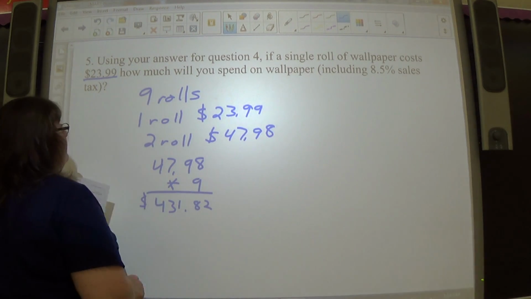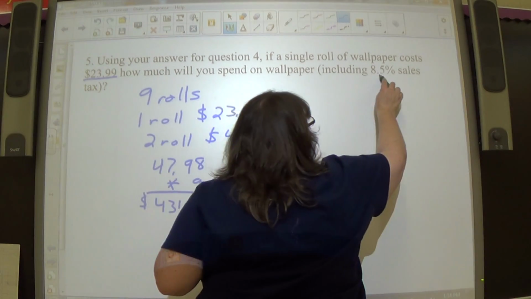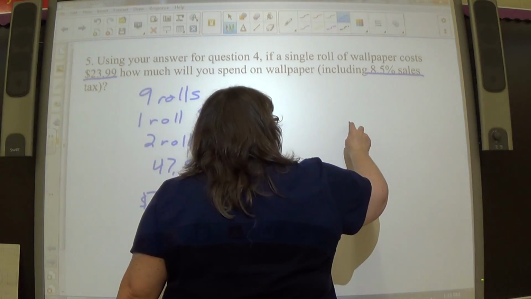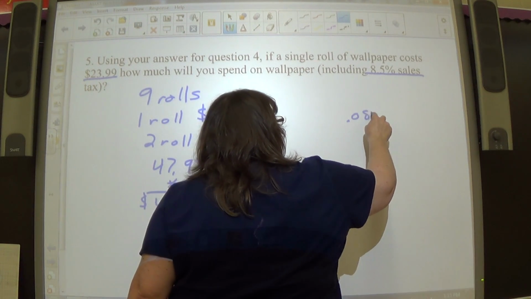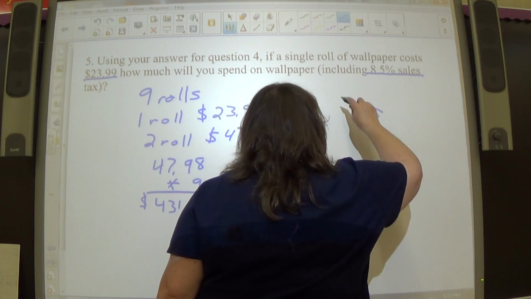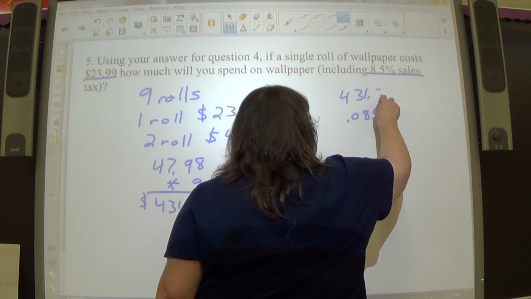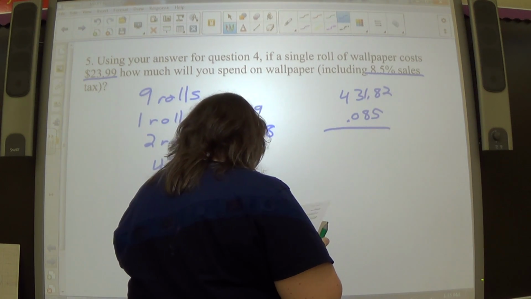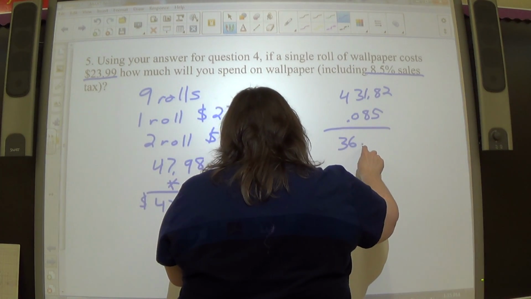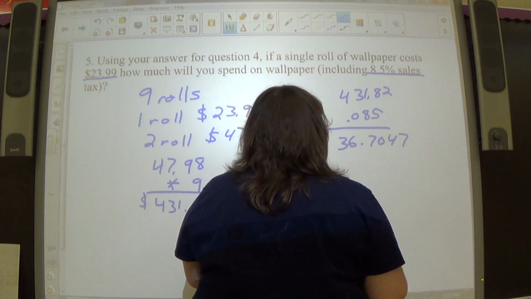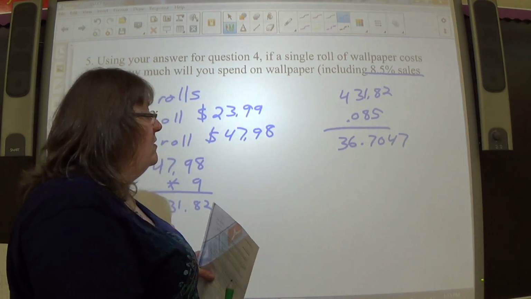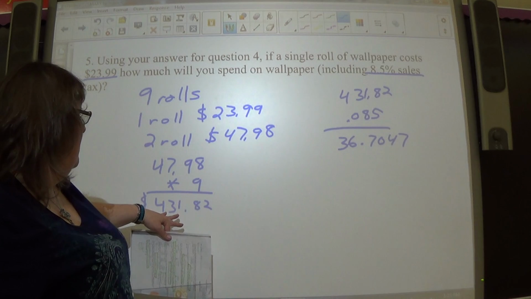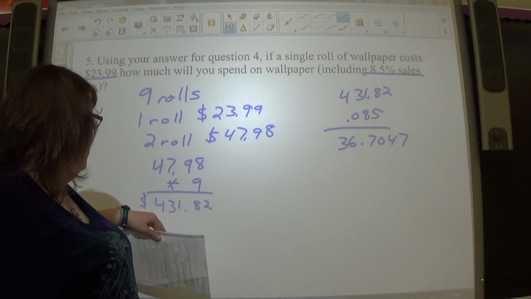$431.82. But I'm not done, because I have to include the 8.5% sales tax, okay? 8.5% is 0.085, and I'm going to multiply that by 431.82, okay? When I do that, I get 36.7047, okay? So I'm looking at $36.70 sales tax. So now I add my 36.70 with the 431.82.